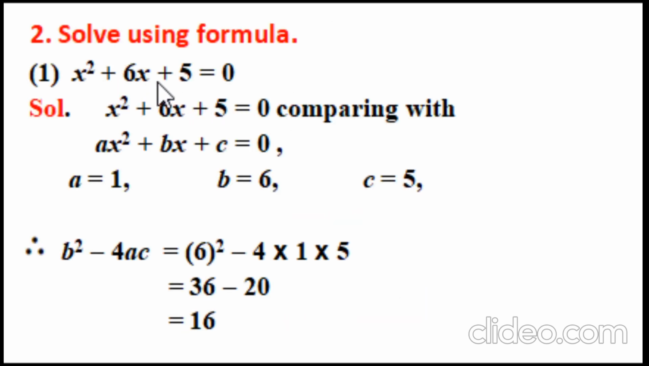The equation is x square plus 6x plus 5 is equal to 0. Now comparing with ax square plus bx plus c, we get a is 1, b is 6 and c is 5. Now find the value of b square minus 4ac.